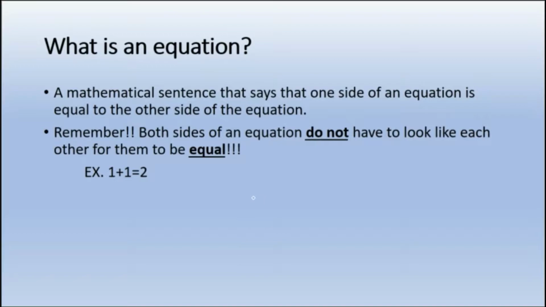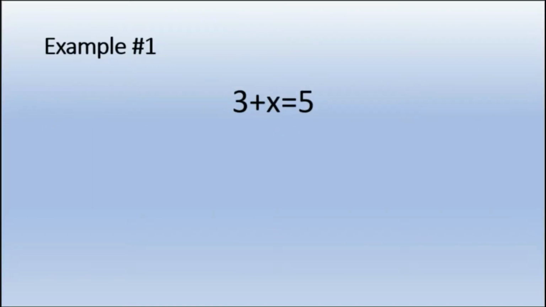Okay, so let's look at some equations with variables now. Solving these equations is like solving a puzzle with a missing piece. We need to find which number x can be to make both sides of the equation equal to each other. So in this example, we can easily see that this x here is going to be 2. If we add 3 and 2, you're going to get 5. So 3 plus 2 equals 5.